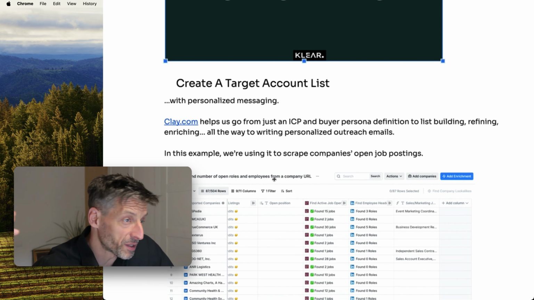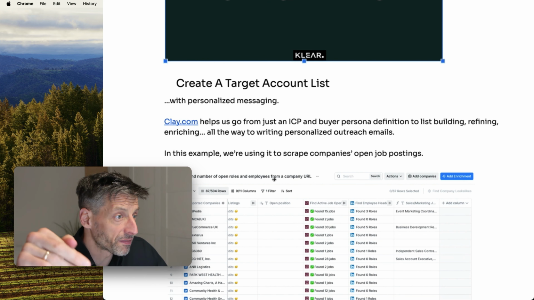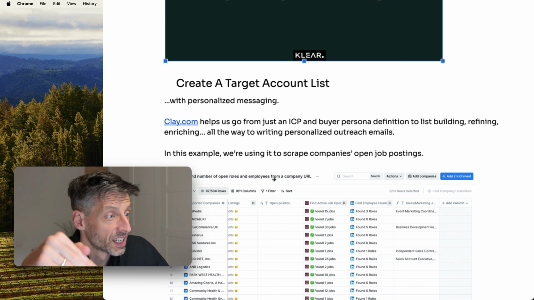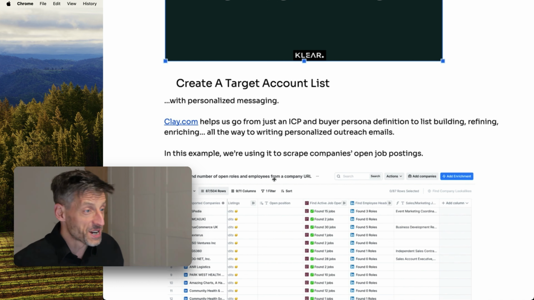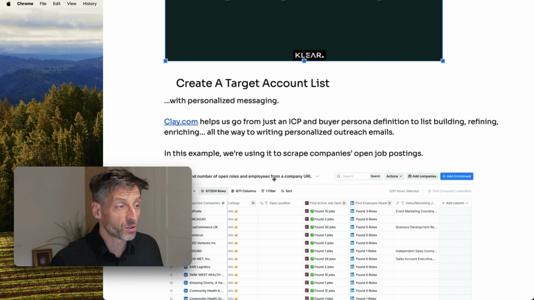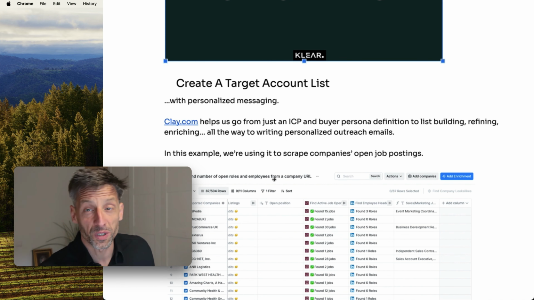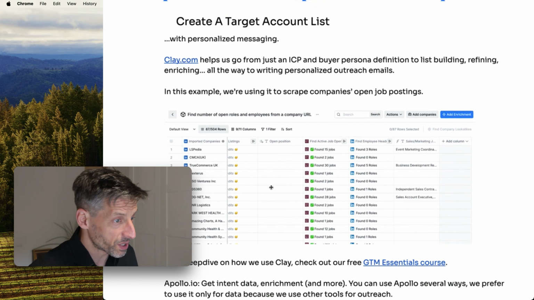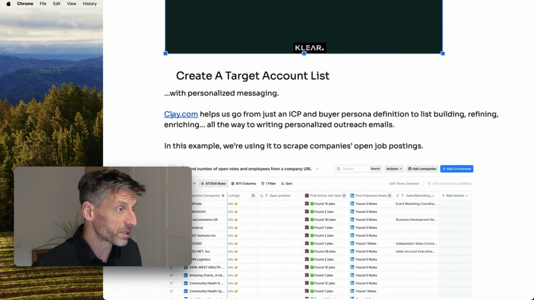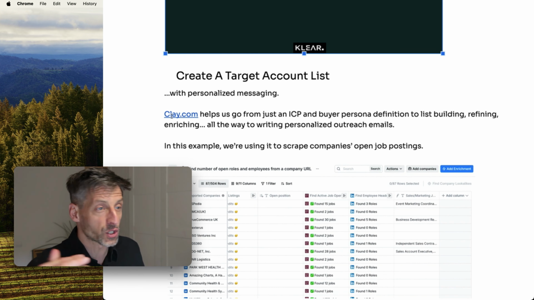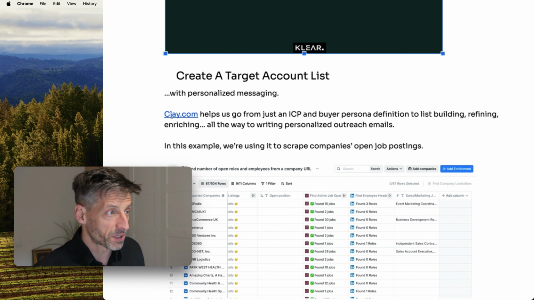So once we have the market identified and once we have everything laid out, we got to build a target account list, because this is account-based marketing after all. So the way we do that is we use several data sources, and we use those data sources through a tool called Clay, which lets you build lists, company lists, from various sources, and it can even scrape the internet. And so it's a pretty powerful tool.